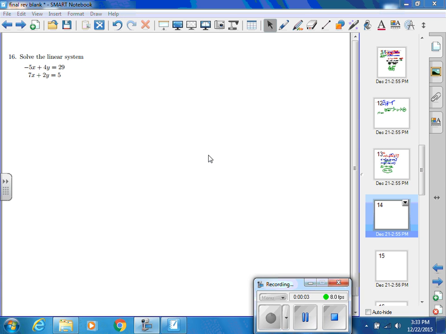The end. Looking here, that's just to solve linear systems. So there's a couple ways to solve linear systems. You can solve by elimination or by substitution.